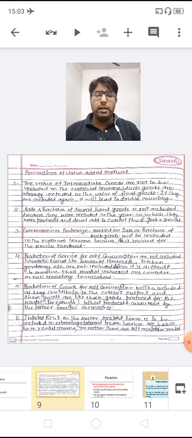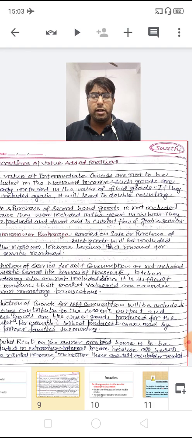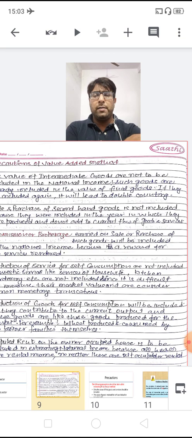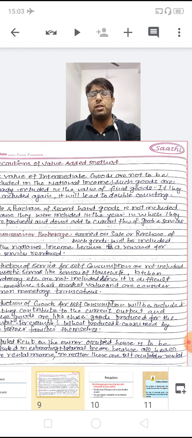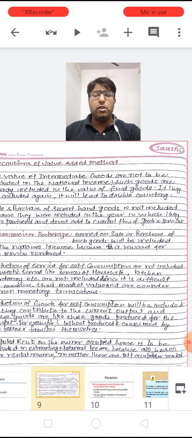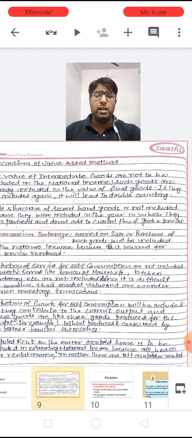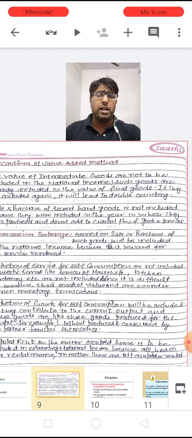Now the fourth point here is that production of services for self consumption is not included. If there are any services which have been done for self consumption, then we are not going to include that value in calculating the national income, because it is very difficult to measure their market values, and they are considered non-monetary transactions.